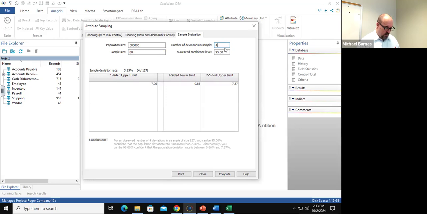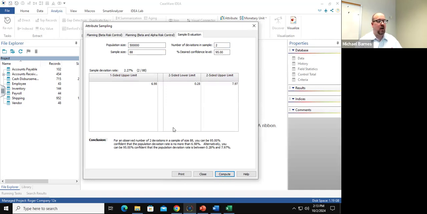We're going to change our number of deviations to 2, and we're going to leave our desired confidence level at 95. We're going to compute. And this one's interesting because this was our second scenario. We didn't actually calculate the second scenario, but if you do this by table, you come up with the conclusion that the control is not effective because our tolerable deviation rate is 7, and using the table, we come up with an upper error limit that's greater than 7%.